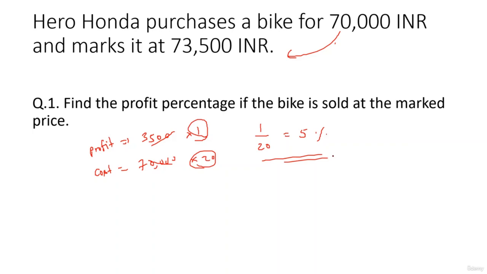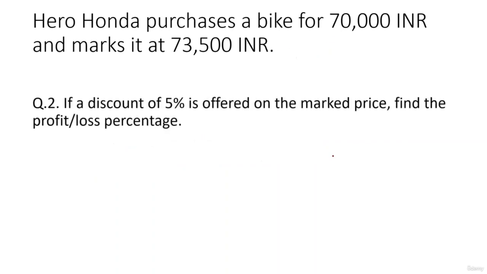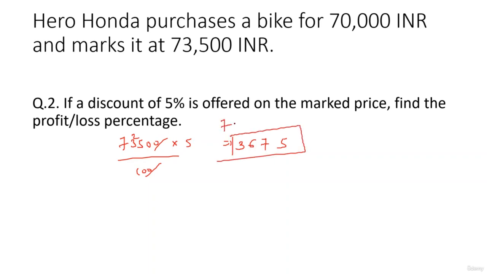Let's go on to the next question now. If a discount of 5% is offered on the mark price, find the profit or loss percentage. You can just calculate 73,500 upon 100 into 5 to calculate 5%. 5 5s are 25, 5 3s are 15, 16, 17, 5 7s are 35, 36. So your discount is 3,675 rupees. Your initial mark price was 73,500.